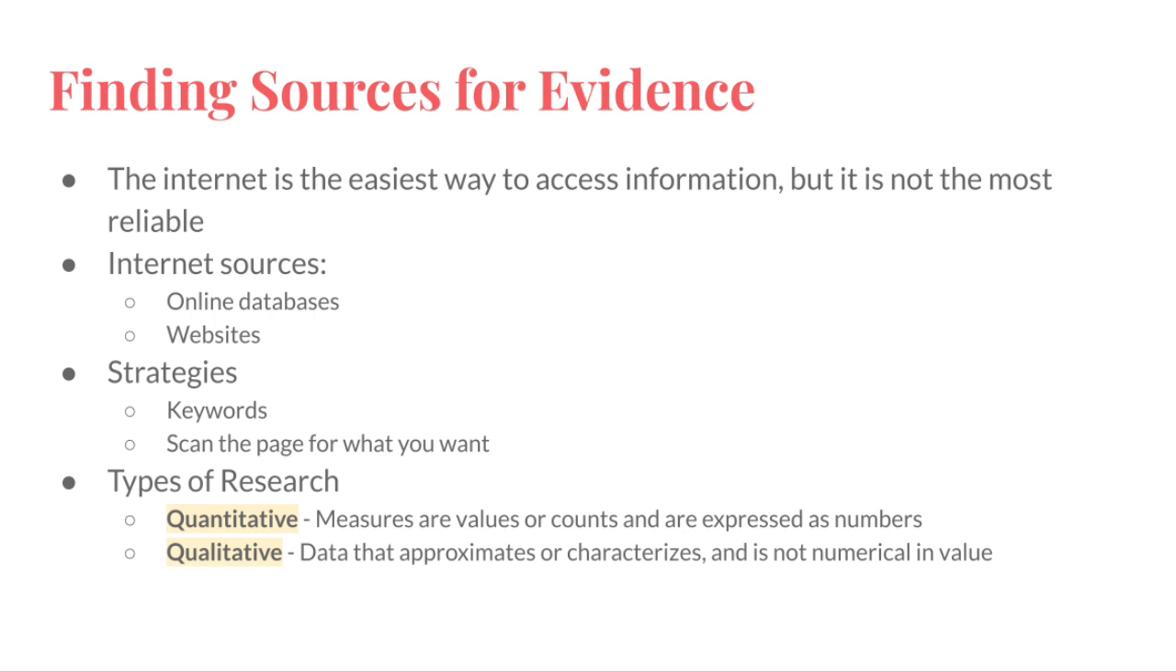Next, there are 2 types of research, quantitative and qualitative. We can basically infer what quantitative or qualitative evidence means based on the words quantity and quality. Quantitative evidence is evidence that displays measures as values or counts and is expressed as numbers, hence the word quantity in quantitative. This means there's a quantity of numbers.